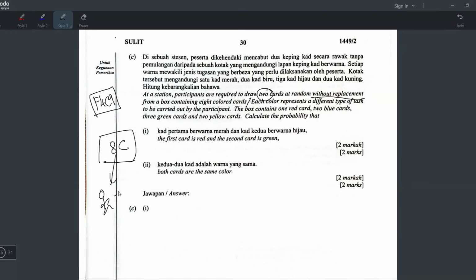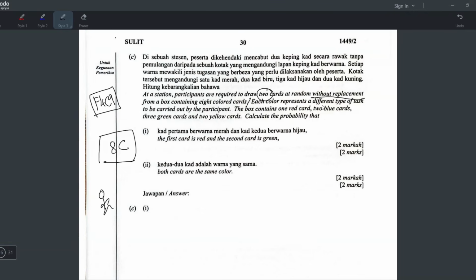That means when I'm about to choose the second card, there's only 7 cards left. That means is this an independent event or not? This one is not independent, right? Because the second selection will get affected. Independent events is when you replace it back, it means the second probability is also not affected. But this one is not independent.